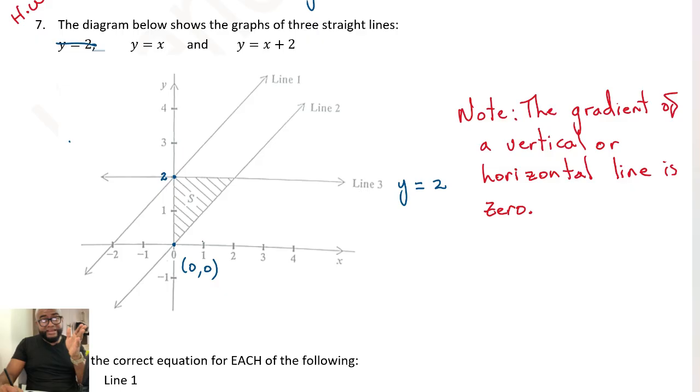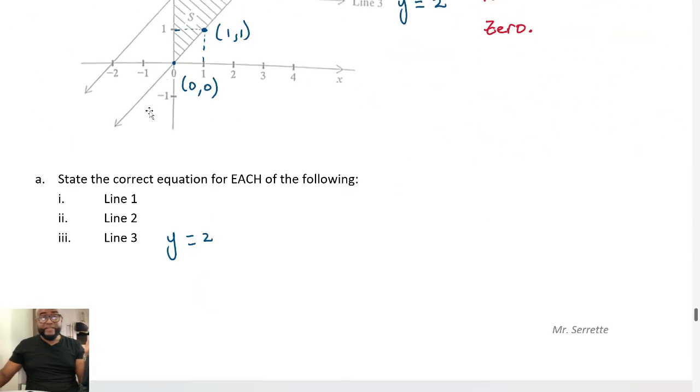And if we look at another point on this line, what are the coordinates of this point here? 1, 1. And y is equal to x. Shania, y is equal to x. You sure? All right. So line 2 would be y is equal to x. You all see how I get that?